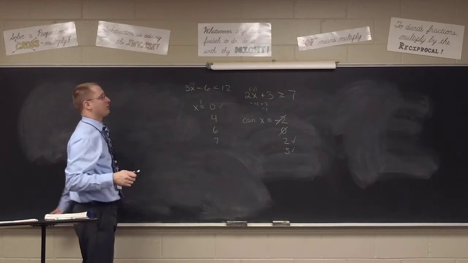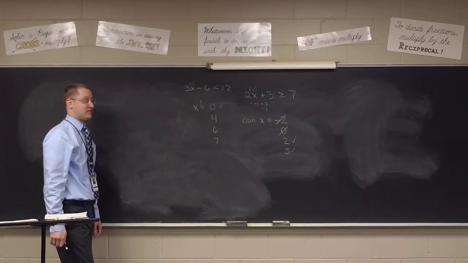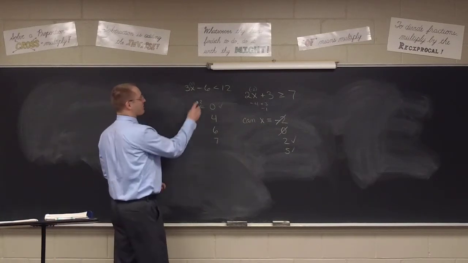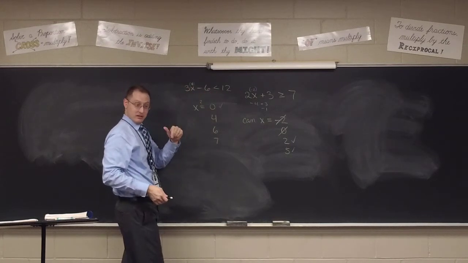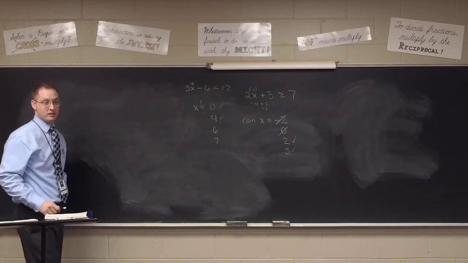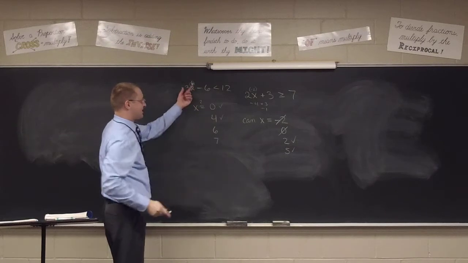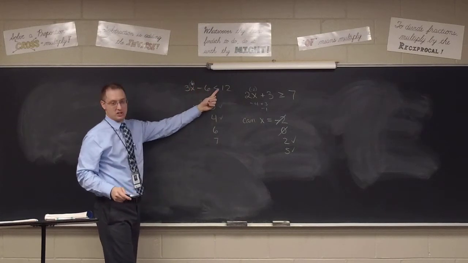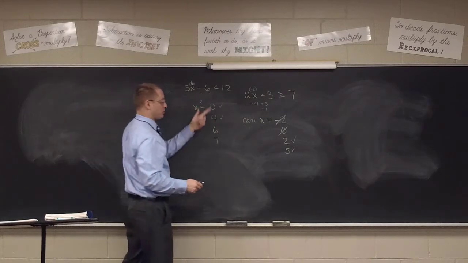What about a 4? What's the verdict on 4? Yeah. Okay, you plug in a 4. 3 times 4 is 12 minus 6 is 6. Is 6 less than 12? Yes. All right, what about a 6? You plug in a 6 here. 3 times 6 is 18 minus 6 is 12. Is 12 less than 12? No, less than or equal to would have been yes, but it's not equal to, so no.